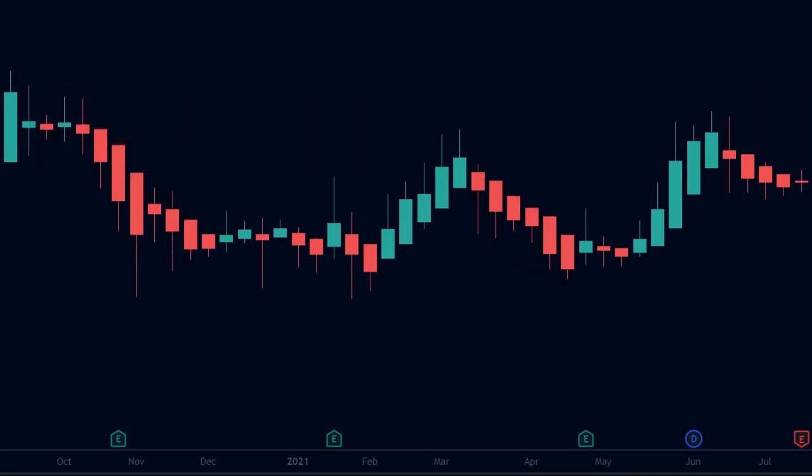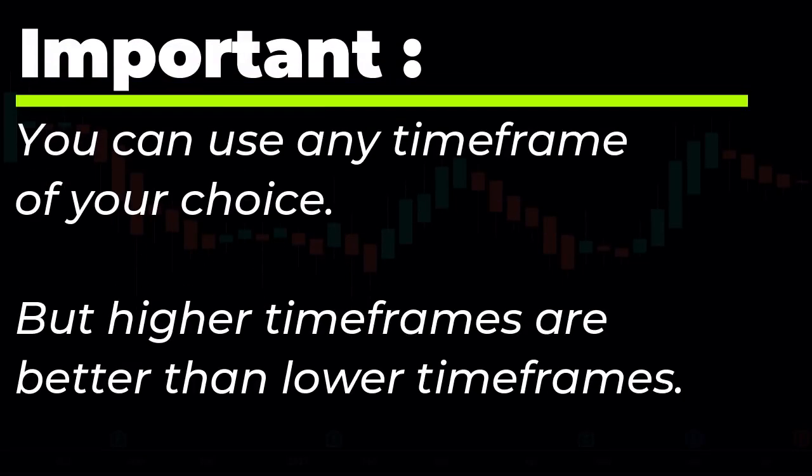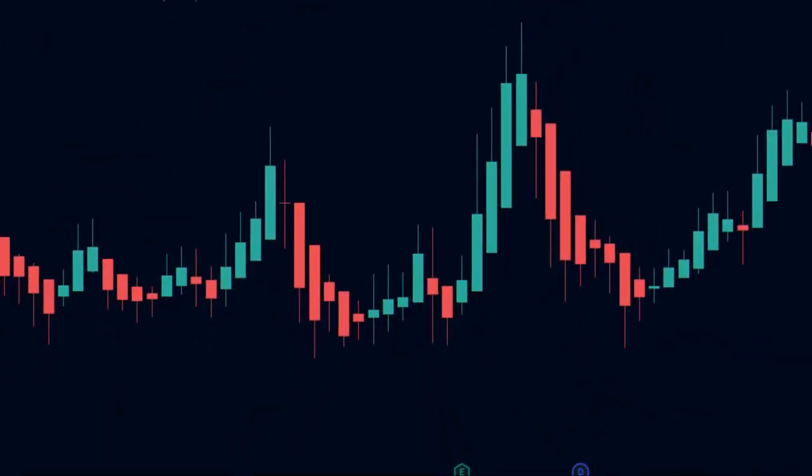Now, let's combine support and resistance levels and trade them using our Heikin Ashi inside bar. A quick note here is that you can use any time frame of your choice. But higher time frames will always be better than lower time frames. Now let's move on to some examples.